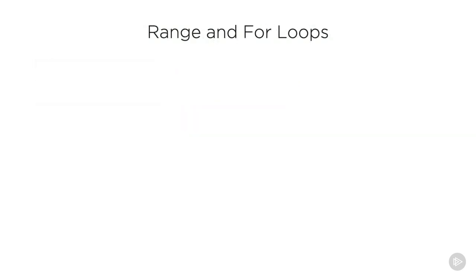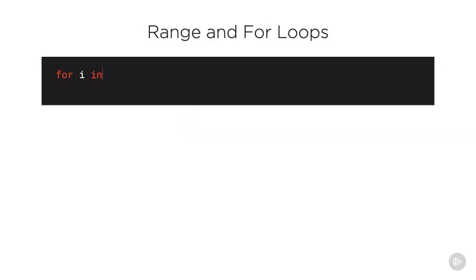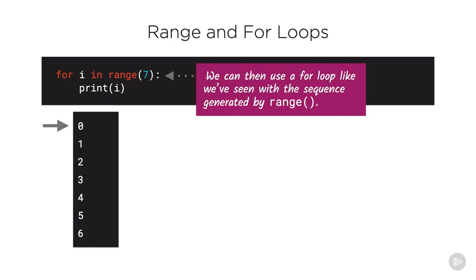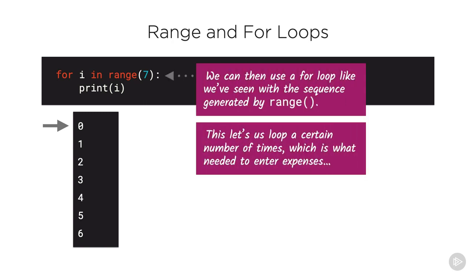Now we can use a for loop like we've seen before with the sequence generated by range. Here we have for i in range 7, and then we print each number i. This lets us loop a certain number of times, which is what we needed to enter expenses.